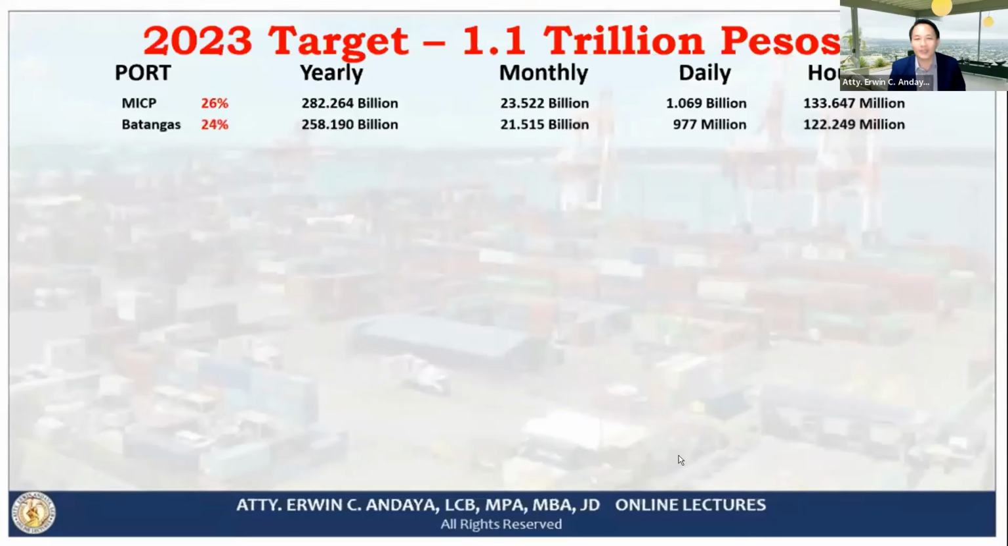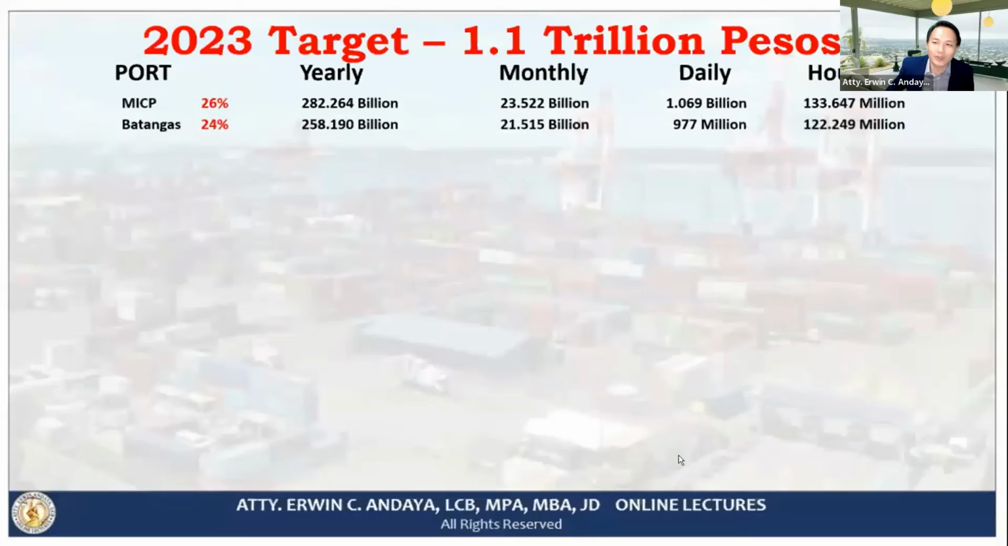Batangas. Port of Batangas has a target for this year of 258 billion pesos, and that is 24% of the entire Bureau collection target. So its 1 month is 21 billion, its daily is 977 million, and its hour is 122 million.